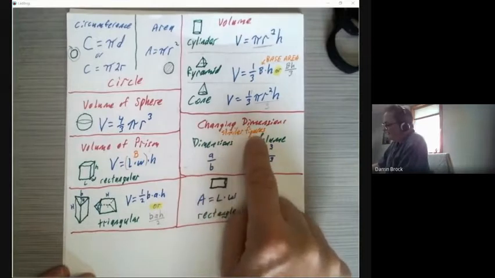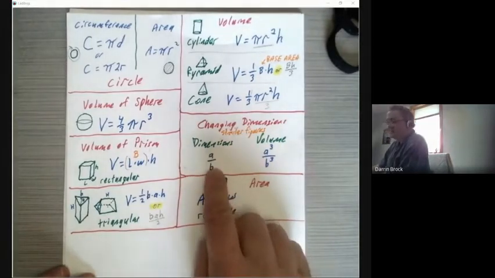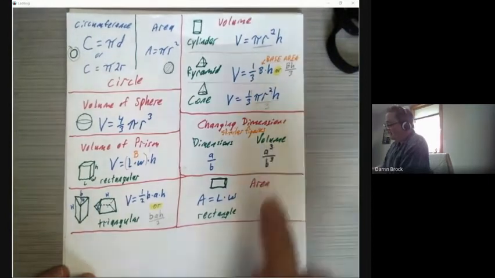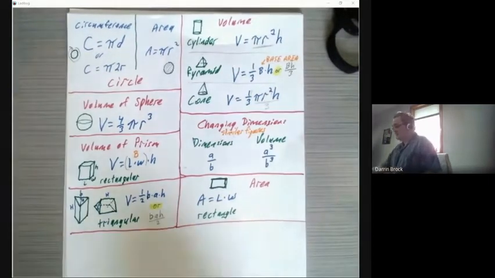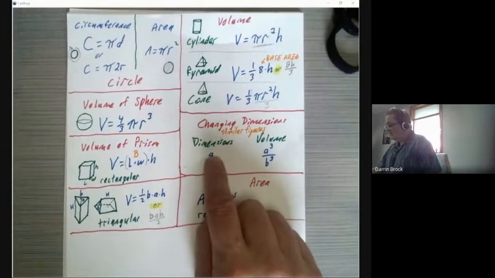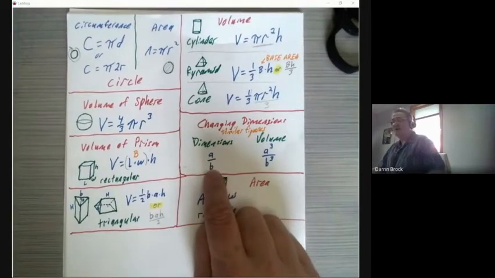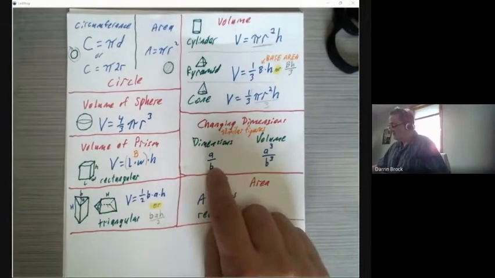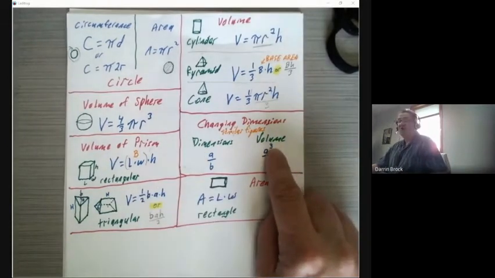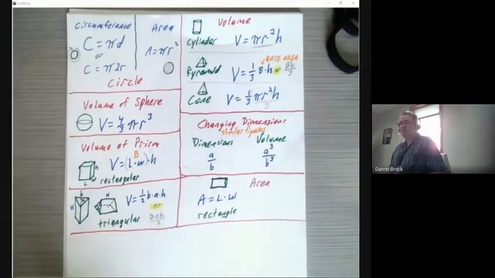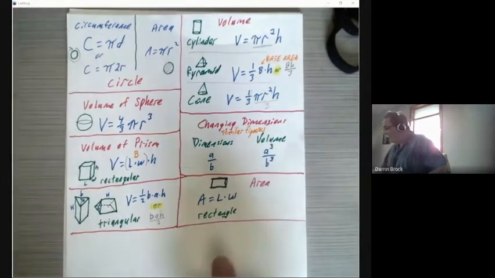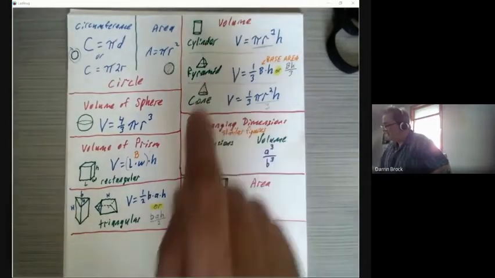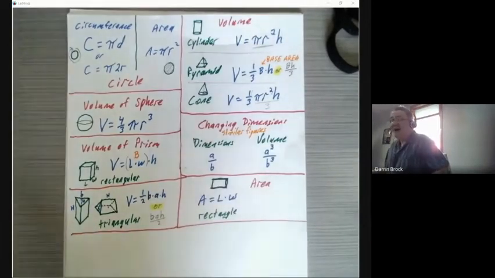Dimensions of similar figures, you can write them as a ratio. The dimensions of this one over that one, or the volumes would be the dimensions cubed. If A is twice the size of B, like the length of the sides, 2 over 1, this would be cubed, 2 cubed over 1 cubed, so it would be 8 times bigger. We'll talk about that. And I put the area of a rectangle down here just because we use it in these other calculations. So have some good notes.